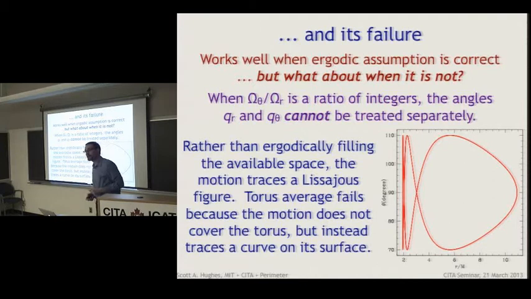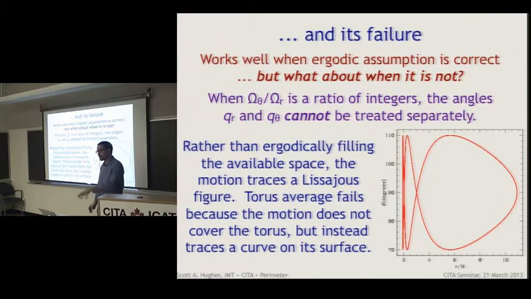Right. Is this true only if it's exactly a ratio of integers, or would it asymptotically approach this? Well, let me state that at the moment I'm talking just about orbits that last, I'm not taking into account any back reaction. I'm just looking at the geodesic orbits. If this is exactly a ratio of integers, this is definitely the case. If it's not quite a ratio of integers, then how close it is will determine how long you have to wait before it ergodically fills things up.